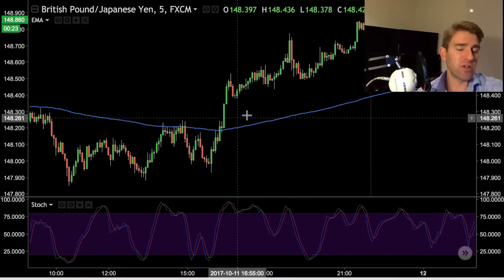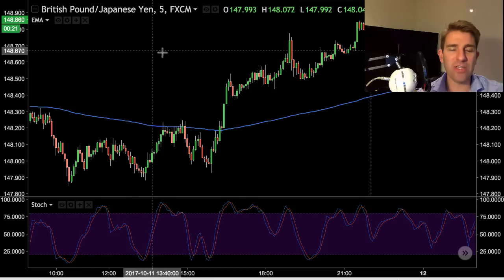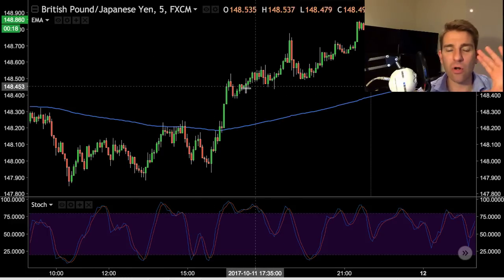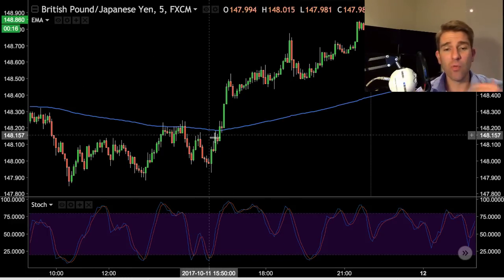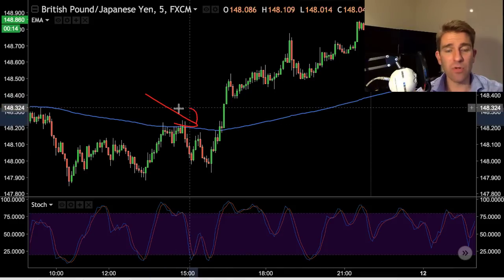So let's look at an example. We've got a 5-minute chart here. This is Pound Yen, one of the ones you could use it on. We'll have a look at some more in a second. We're above the 200 period EMA, which is the blue line here.